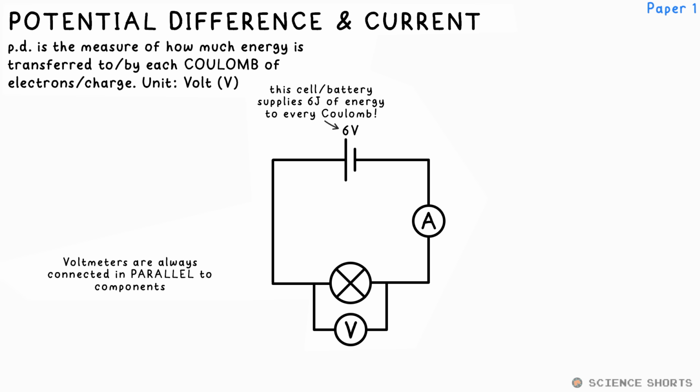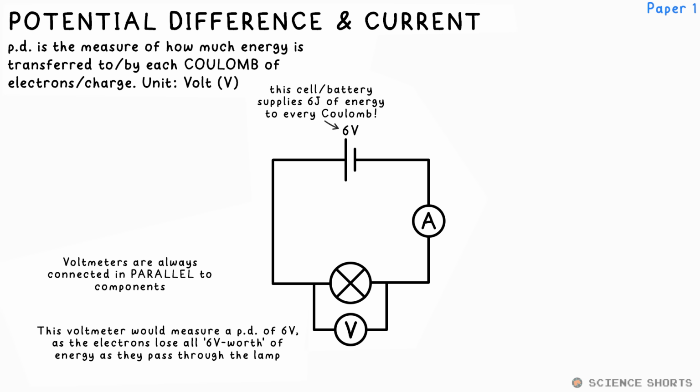If we put the voltmeter across the battery, it should measure 6 volts, right? Because 6 volts is supplied to the electrons in the circuits, 6 joules per coulomb. But put it across the bulb, and it still says 6 volts. Why? Because the electrons have to lose all of that 6 volts worth of energy as they pass through.